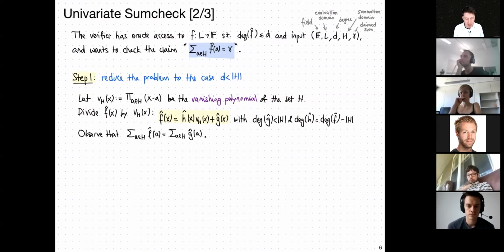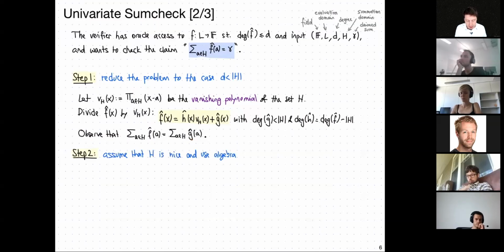And crucially, the sum of the original polynomial and the sum of the remainder agree over H, because the quotient is multiplied by the vanishing polynomial, and anytime you evaluate the vanishing polynomial over H, it goes away, it vanishes, right? So if you take the polynomial and divide it by the vanishing polynomial, you get a remainder that has the same sum as the original polynomial, okay? So we're just using univariate polynomial division, all right?